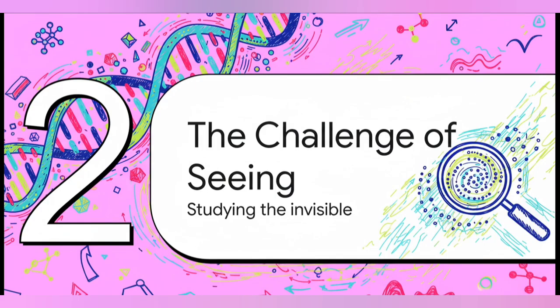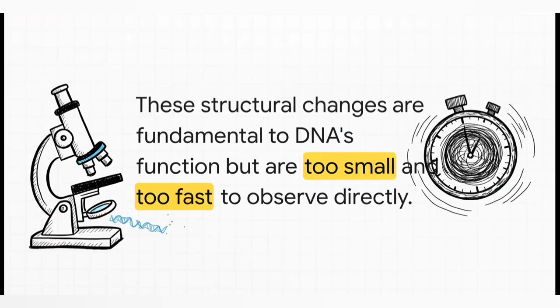Okay, so this brings up a huge, huge problem. If DNA is constantly twisting and changing like this, how on earth can we possibly study it? And these aren't just random little wiggles. These shape changes are absolutely critical for how our genes work. But they happen on a scale that's, well, it's almost impossible to comprehend. We're talking nanometers, billionths of a meter, and picoseconds, trillionths of a second. It's way too small and way, way too fast to watch with any microscope.